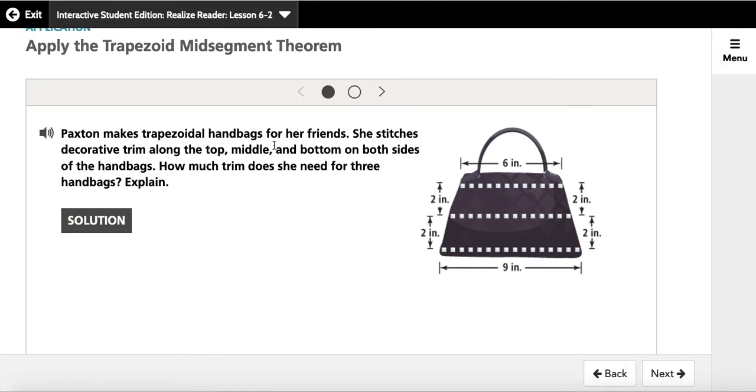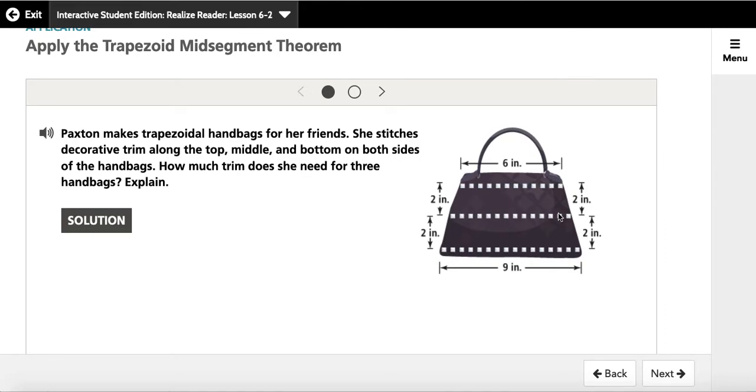Paxton makes trapezoid handbags for her friends. She stitches decorative trim along the top, middle, and bottom. How much of the trim does she need for the 3 handbags? The three handbags? Holy smokes, okay. So she needs 6 and 9 is 15. And then I said 7.5.